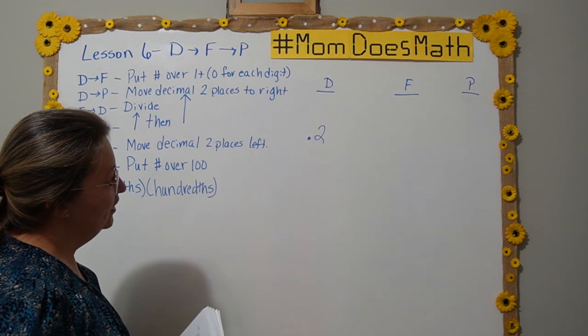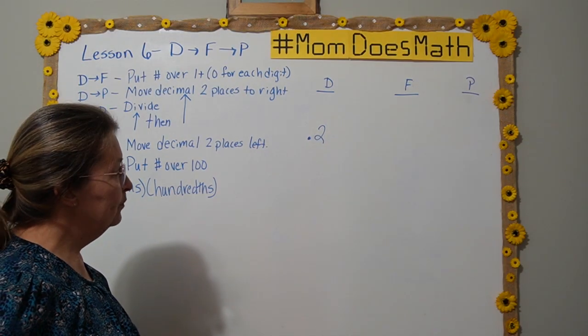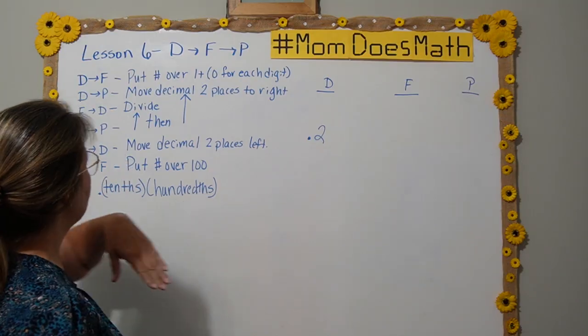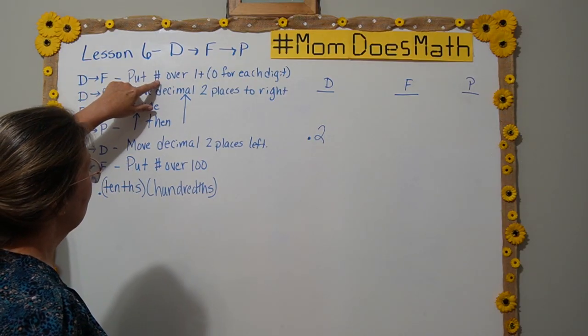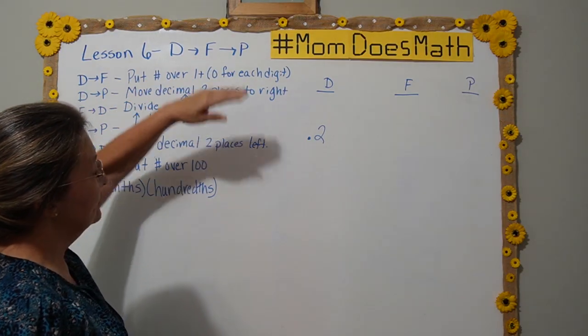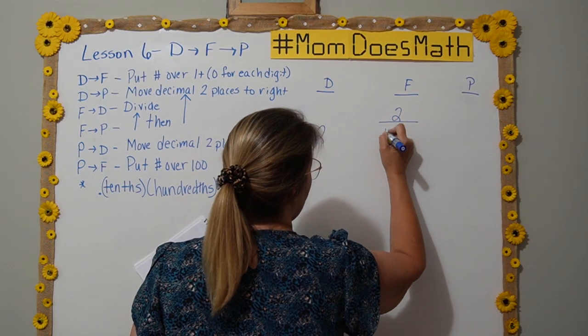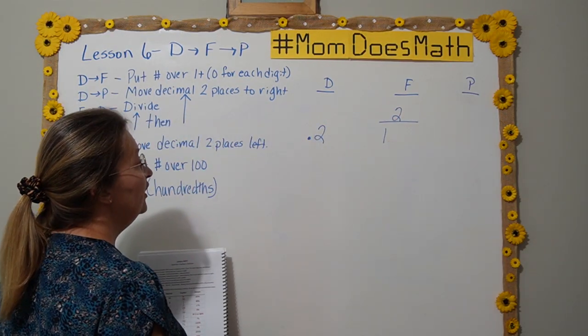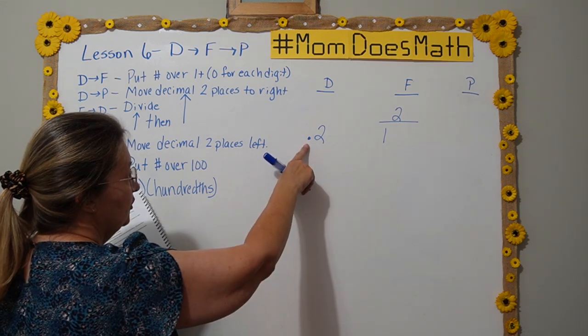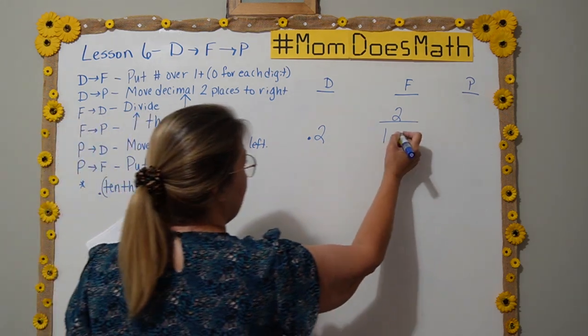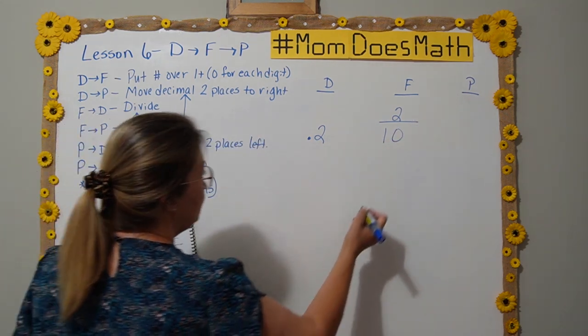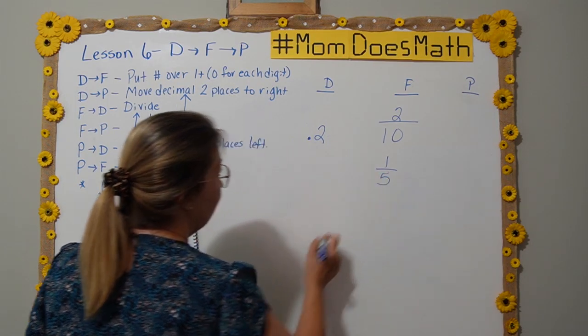In the next one, we're given the decimal 0.02. So let's go from decimal to fraction. What does it say? Put the number over 1 plus a 0 for each digit. So my number is 2. I'm going to put it over 1. Now, how many numbers past the decimal do I have? How many digits? 1. So it's 2/10, which will reduce down to 1/5.